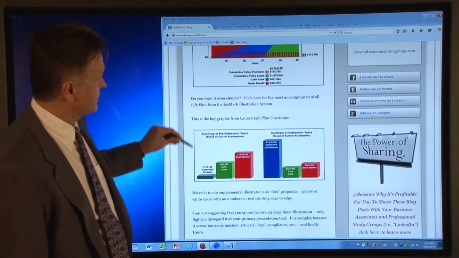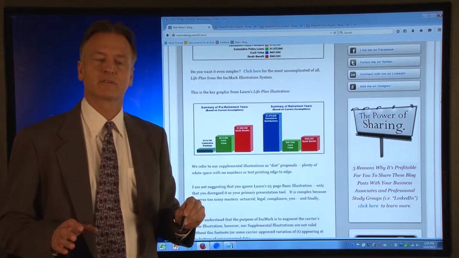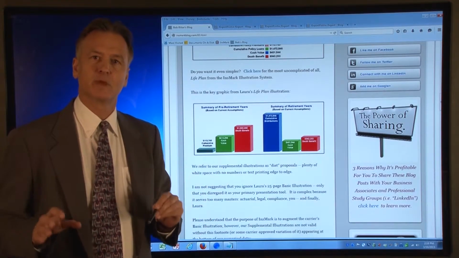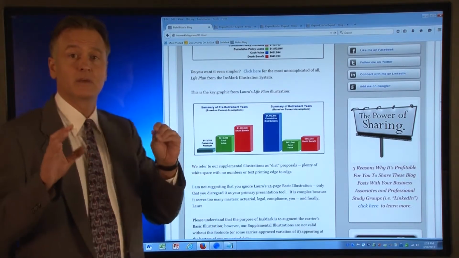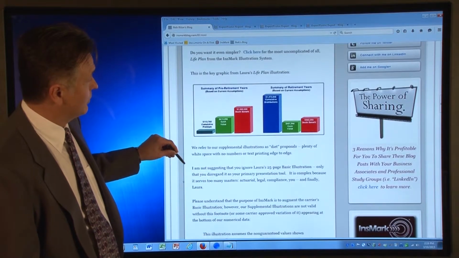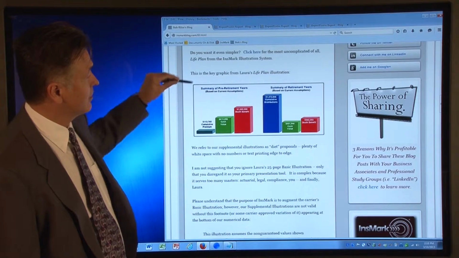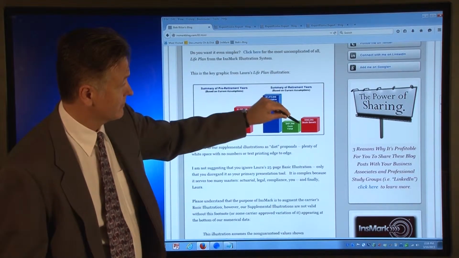What I want to talk to you about now is a different presentation in the InsMark system. It looks at the policy a little bit differently, and some of you may prefer this to the Illustration of Values. This is a presentation that we call Life Plan. With Life Plan, we look at the policy and graphically show what's happening in the pre-retirement years and then the post-retirement years.